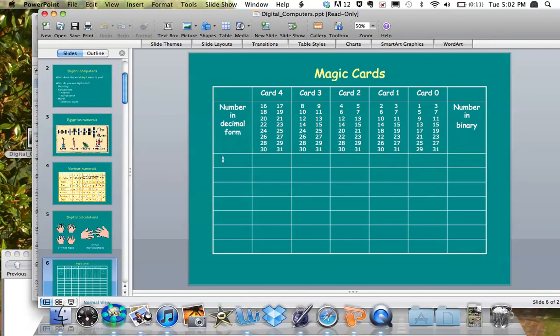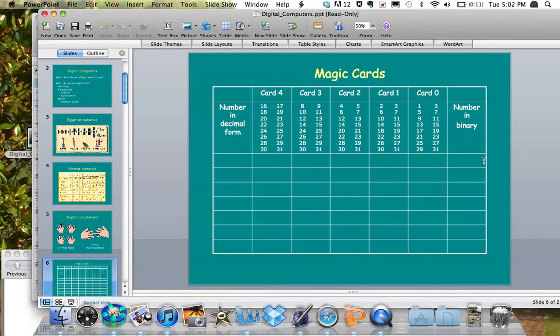Now here you can get the students to write down a few numbers that you've selected in decimal form, and what they have to do is then say whether that number is on that card. So maybe they write down 24. Okay, so it's on there, so you write a 1, like a tally mark. It's on here, so you write another 1. It's not on this one. It's not on this one. And it's not on this one. So 24 in binary is 1, 1, 0, 0, 0.